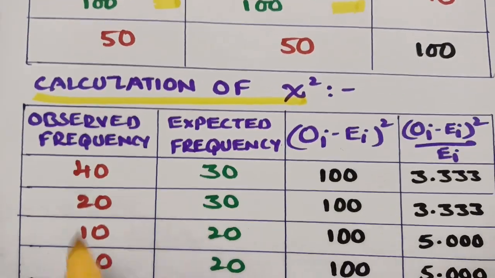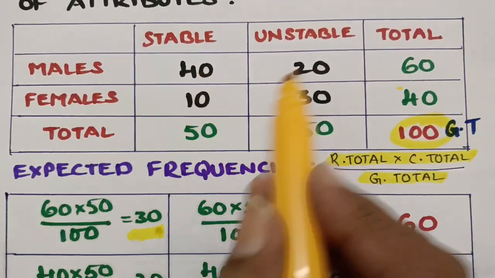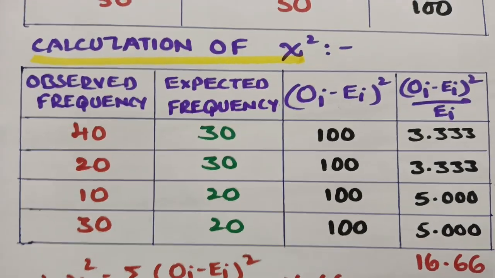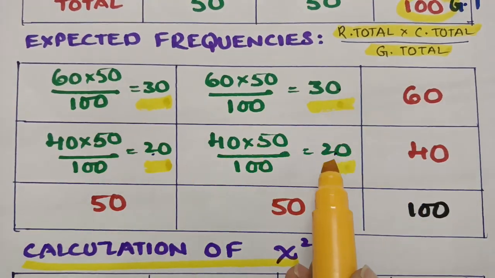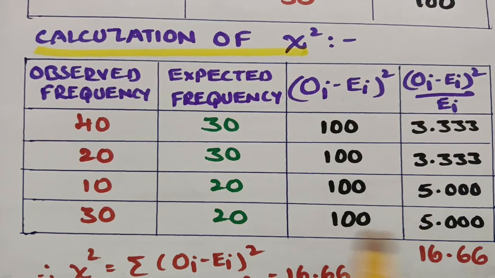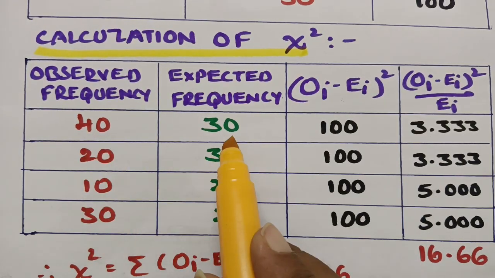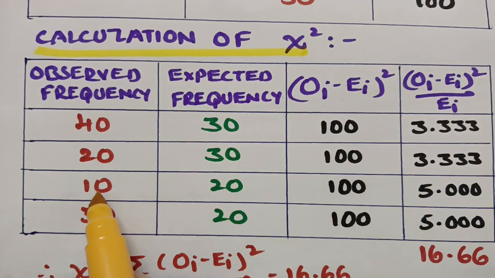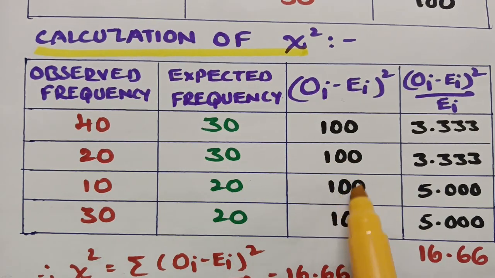So here are the observed values: 40, 20, 10, 30 in the first column, and here 30, 30, 20, 20 in the second column. Clear? And next, we have to take the difference and square it. That is 40 minus 30 is 10, 10 square is 100. 20 minus 30 is minus 10, whole square is 100. 10 minus 20 is minus 10, whole square is 100. 30 minus 20 is 10, whole square is 100.